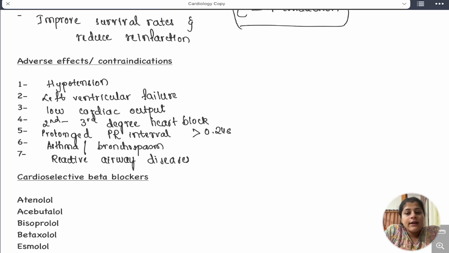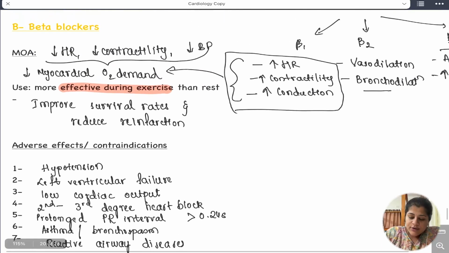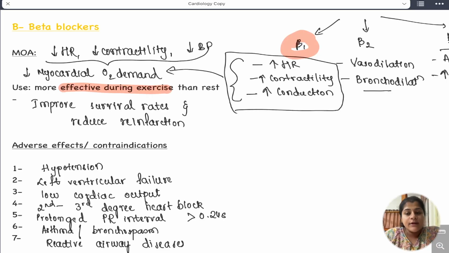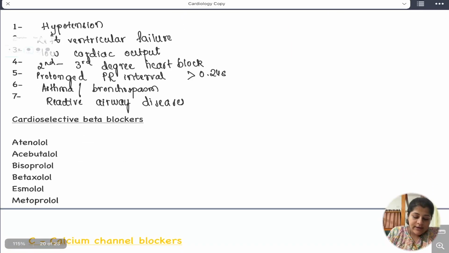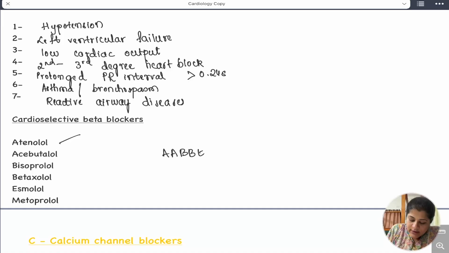To prevent the extra cardiac side effects, we have cardioselective beta blockers. They act only on beta 1 receptors, only on the heart, not on extra cardiac tissues. These are the cardioselective beta blockers. You can remember them as AA, BB, and EM: atenolol, acebutolol, bisoprolol, betaxolol, esmolol, and metoprolol. This is about beta blockers.